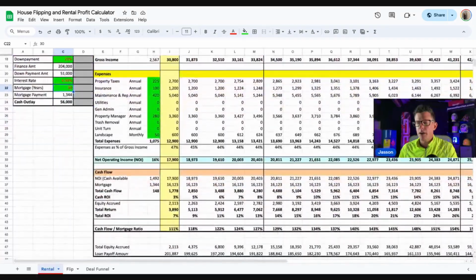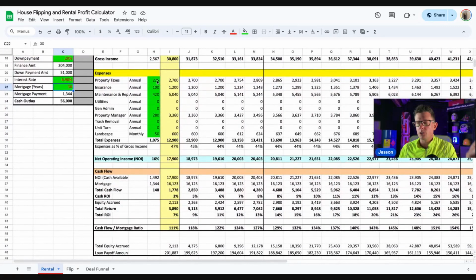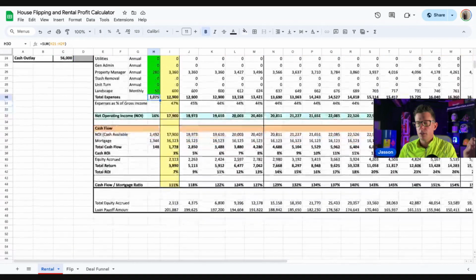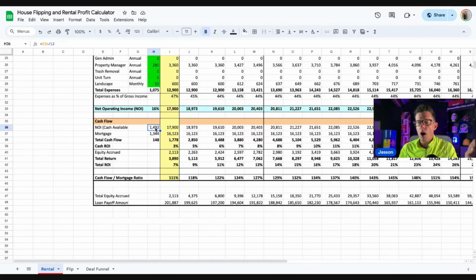All right, so we come down here to the other green fields I talked about just a couple minutes ago, and you have to estimate all these to get your total expenses at $1,075 a month. So my NOI, net operating income, is my revenue, $2,800, minus the expenses from this line here, from 1,075.